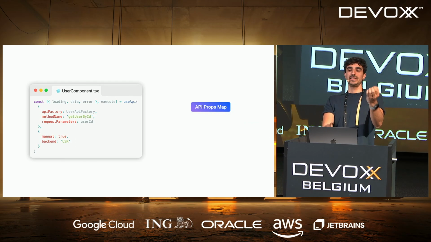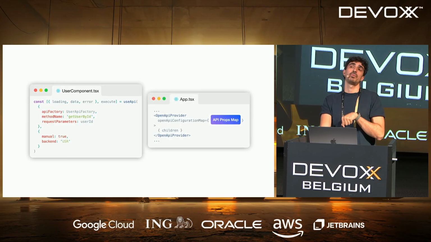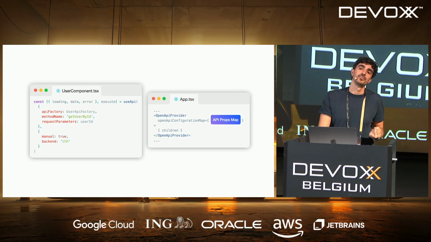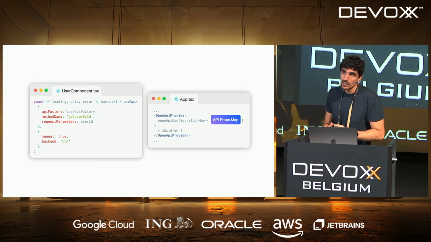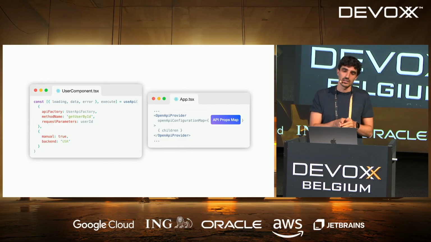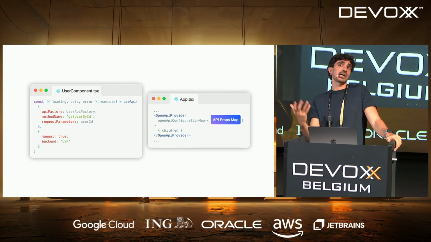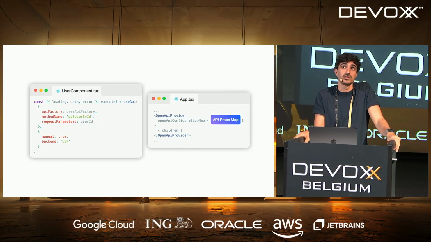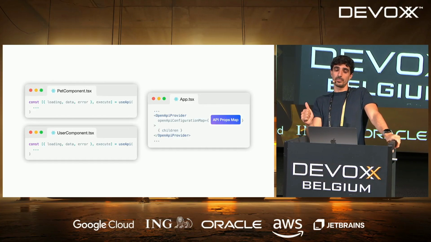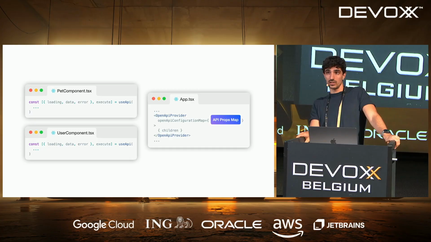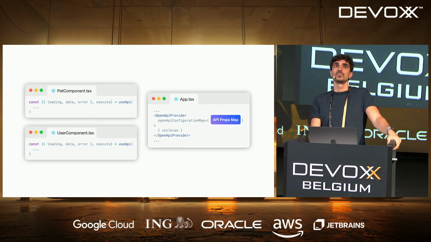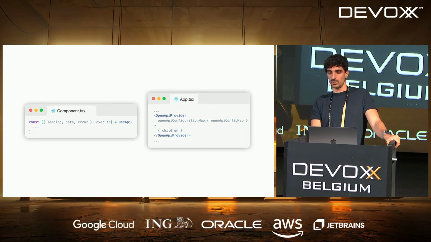So the API props map is passed to a provider. Why is that so? Well, because we want to use our useAPI hook reliably anywhere in our application. And to do so, the React way of doing it is just to provide some providers, right? Some wrappers. So imagine that now we have the pet component and the user component. As soon as they are children of OpenAPIProvider, then we can use useAPI as you saw before, very conveniently.